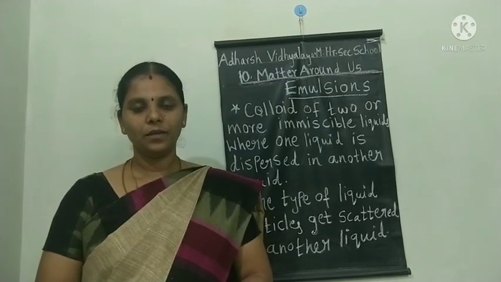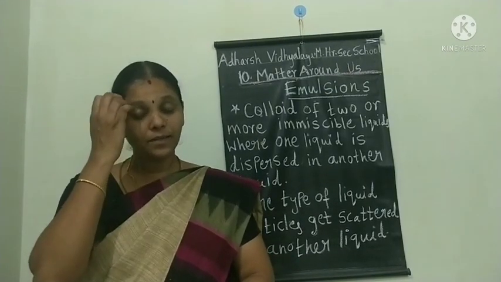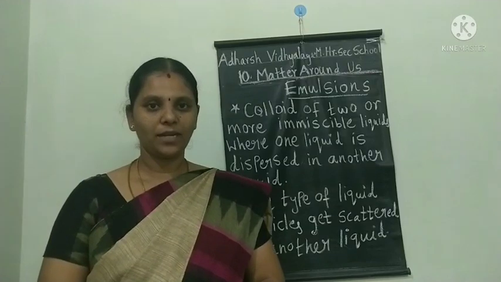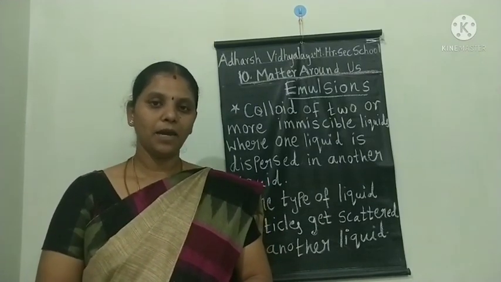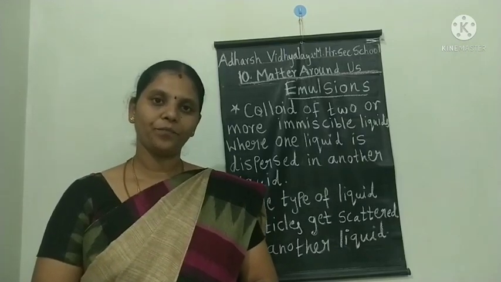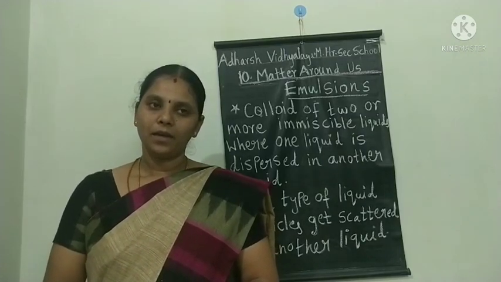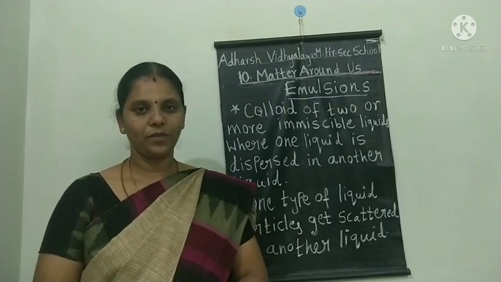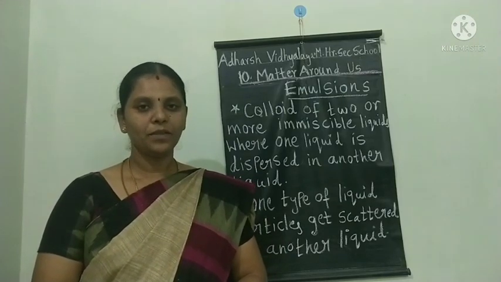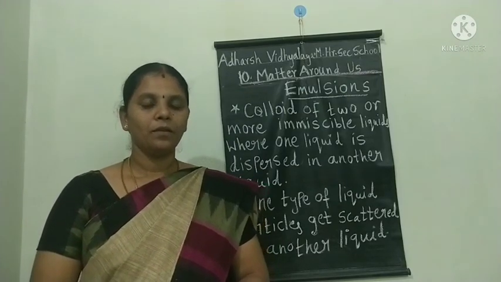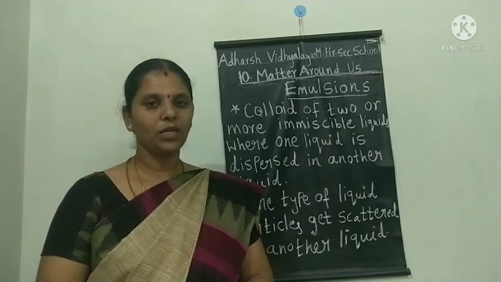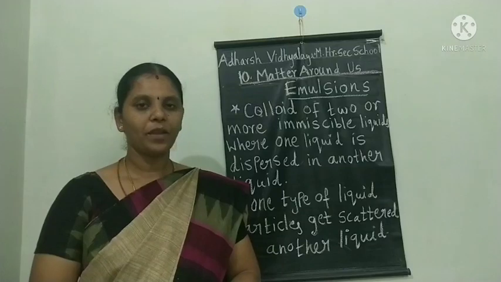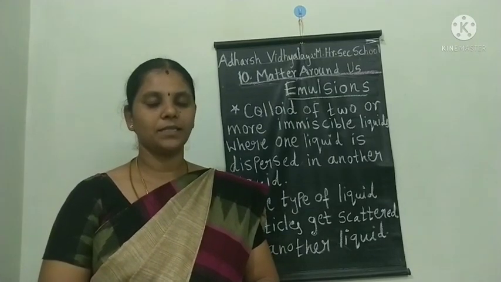First thing, you have to know what is meant by matter. What is the definition of matter? Matter is any object that has a mass and occupies space. And how can matter be classified, depending upon the chemical composition? Depending upon the chemical composition, matter can be classified into two types. One is pure substances and another one is impure substances.